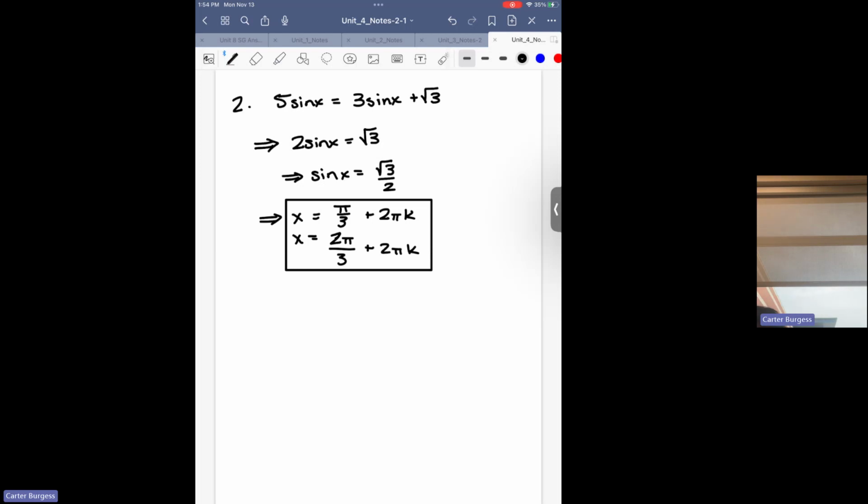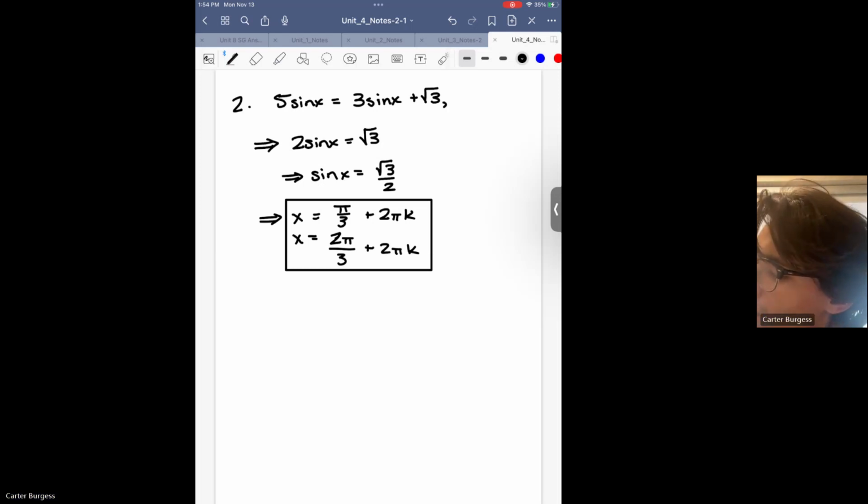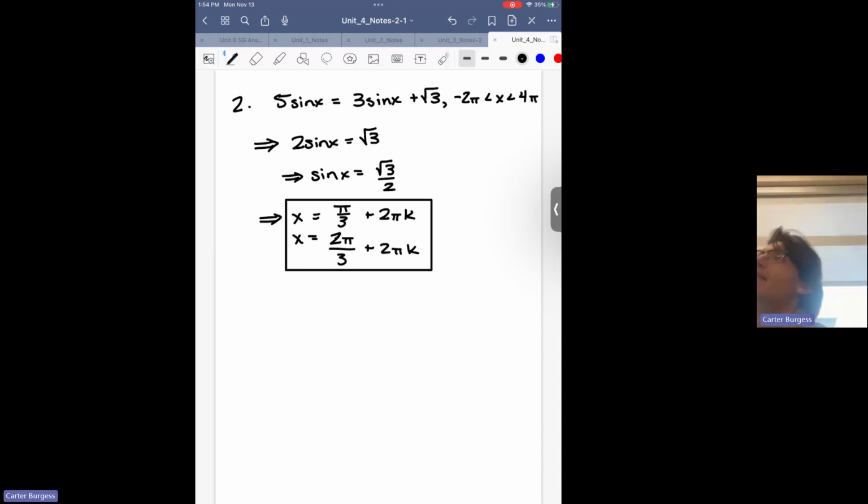So now let's introduce the idea that I mentioned before to this problem. Not as it's written right now. As it's written right now, this is what Pearson would be kind of looking for. We'd be done. But I'm going to alter this problem ever so slightly. Let's add a constraint on x. In particular, we want x's that are between negative 2 pi and 4 pi.